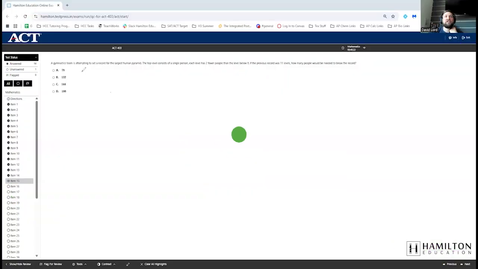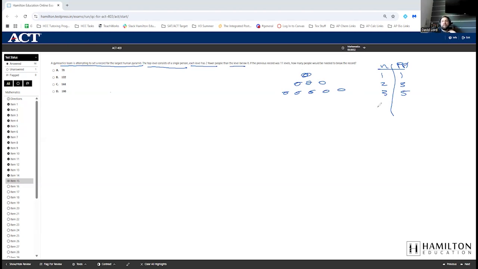Question number 15. A gymnastics team is attempting to set a new record for the largest human pyramid. The top level consists of a single person. Each level has 2 more people below it. So top person's 1, and then we have 2 more people. So then that'd be 3, and then 5. So in my head, it's like, all right, cool. We have the level and then people. So it looks like 1, 3, 5. So that looks like an arithmetic sequence to me. The previous level was 11.